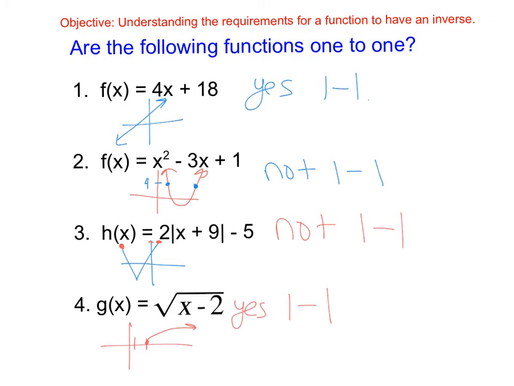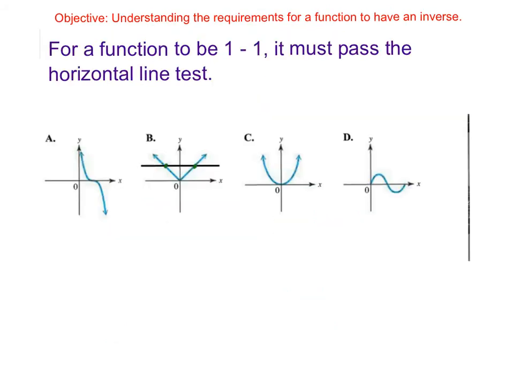So every x gives you 1 y, every y gives you 1 x. For a function to be 1-to-1, it must pass the horizontal line test. A good way to check is if you can draw a horizontal line and it only hits the graph once, it is 1-to-1. So this is 1-to-1.